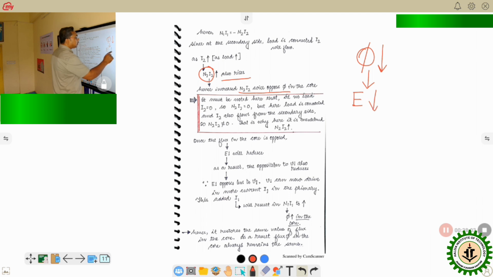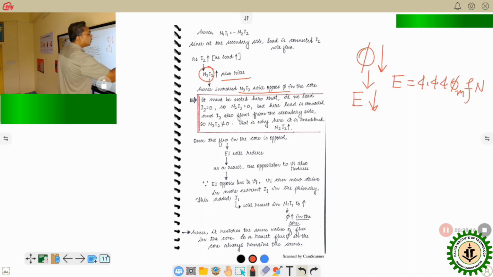EMF induced will reduce because the relation is E = 4.44 phi m f N. This is the relation. So flux is in direct proportion with EMF. Here I have written that E1 will reduce. As a result, the opposition to V1 is also reduced.